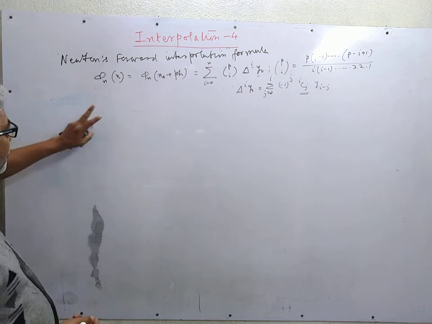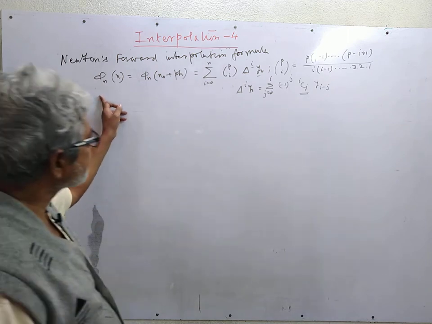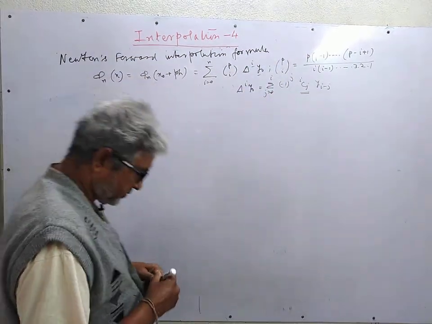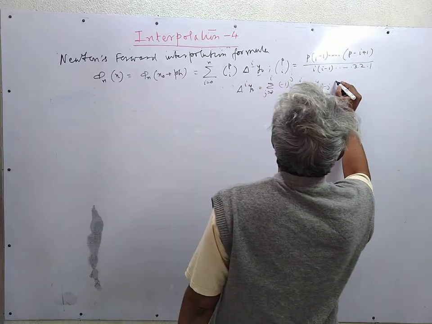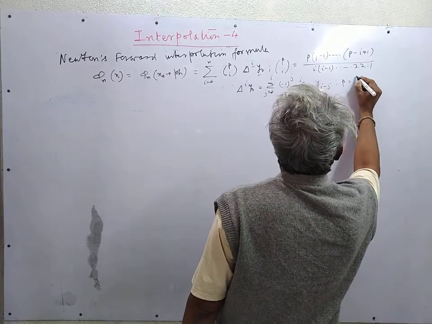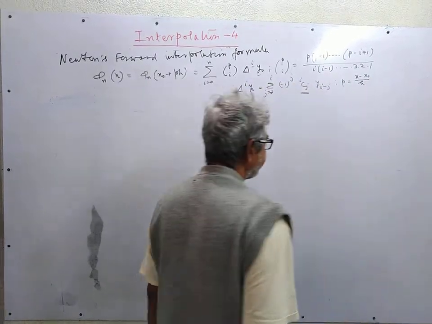xy values. We can at most choose a polynomial of degree n, and as per Newton's forward formula, the final result is this, where you recall that p is defined as x minus x0 by h.